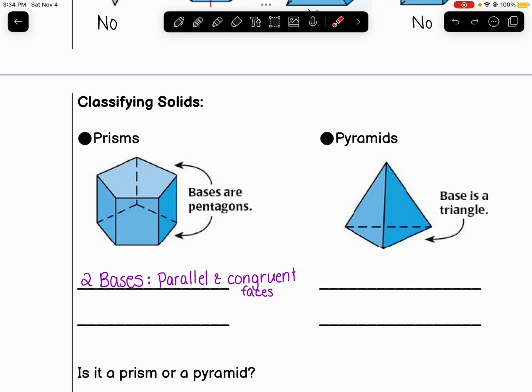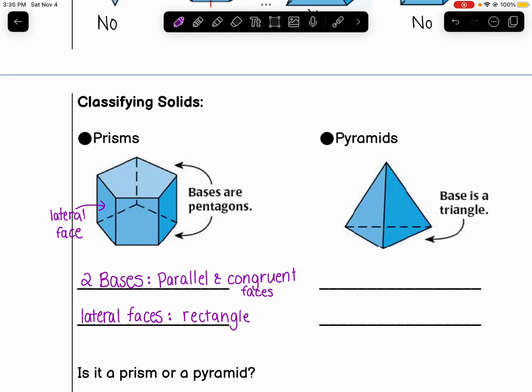They're congruent. And so prisms are going to have rectangles for lateral faces. So on a prism, the lateral faces will all be rectangles. Lateral still means sides. If you remember, equilateral means all the sides are equal. When we're talking about the sides of a prism, all of our sides are rectangles. Let's go ahead and label that as a lateral face.